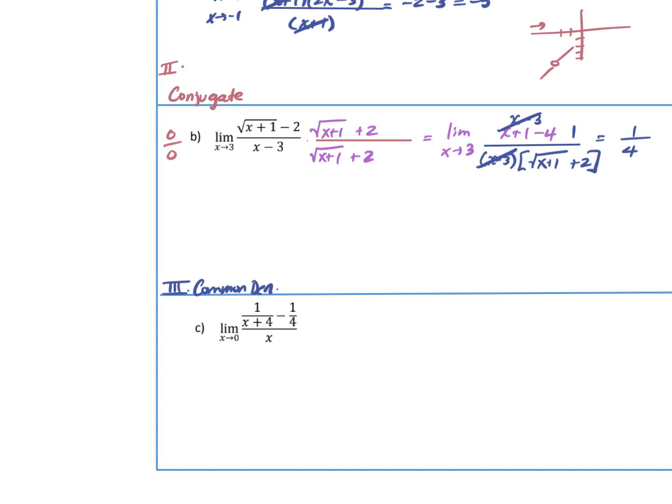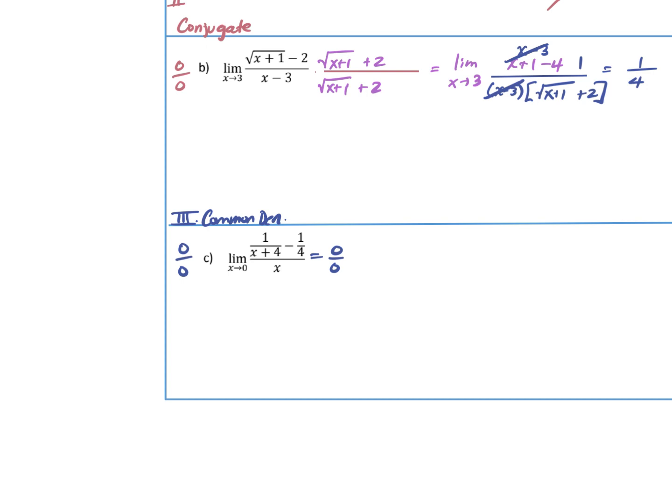And again, you want to plug in here, but we're going to get 1/4 minus 1/4, which is just 0 over 0. Okay, so you do get the 0 over 0. I'm going to get a common denominator for the top. So limit as x goes to 0. So it's 4 minus x minus 4. I'm kind of skipping a step here, but you should be able to follow. And then the bottom is 4x plus 4, so that's my common denominator, over x.